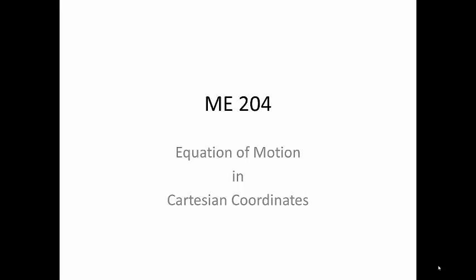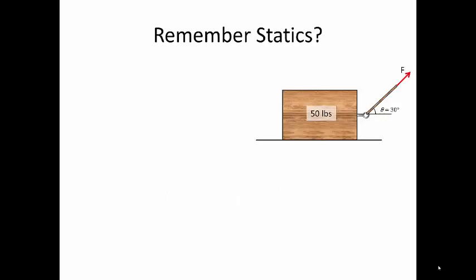ME 204, Equation of Motion in Cartesian Coordinates. Do you remember your statics? When we had a problem like this where we have a block, say it's 50 pounds, and a force pulling on it at an angle of 30 degrees, how did we solve something like this?